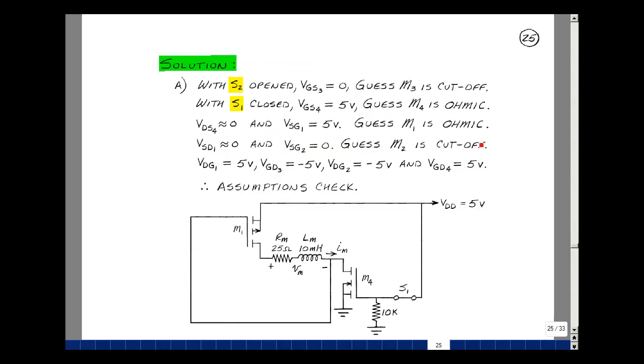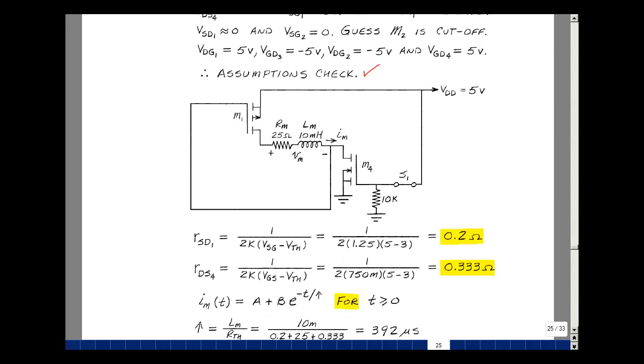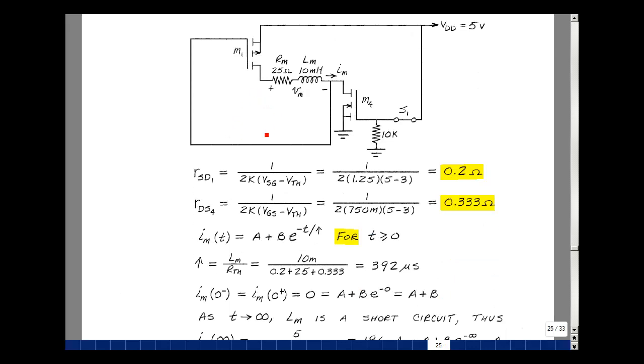And this is what we just did. Our assumptions check. I've redrawn the circuit with the transistors that were cut off just erased. There was one here and there was one over here. I replaced the motor by its model of 25 ohms and 10 millihenries. I want to solve for the current through it and the voltage across it.